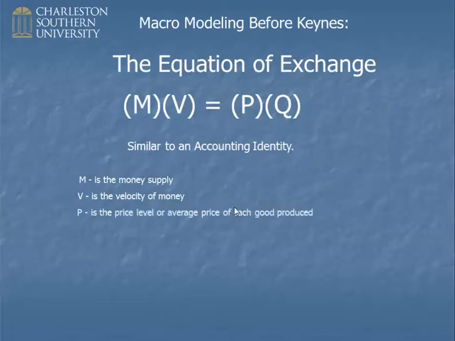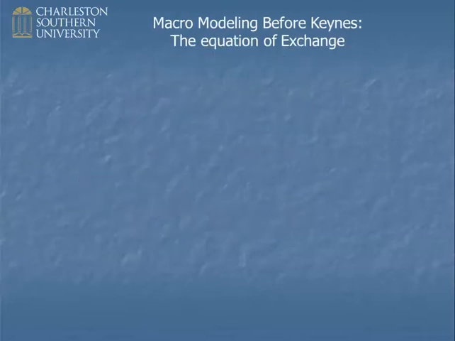Okay, so P stands for the price level, or average price of each good produced in the economy, and Q stands for output, or the number of transactions. You might find in some books the equation of exchange written out as MV equals PT, and that T comes from the word transaction, but I normally use the word Q. It stands for transactions if you like, or really output. Okay, so now we have MV equals PQ.